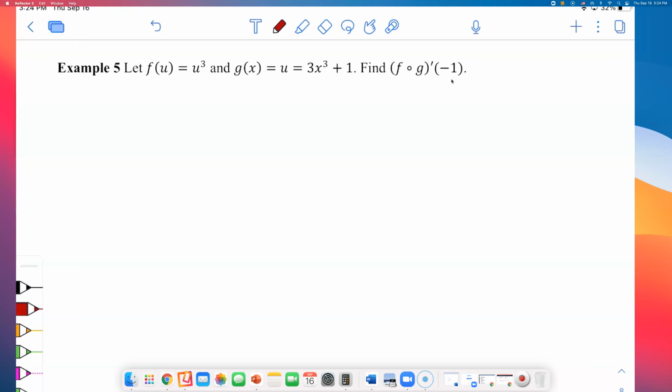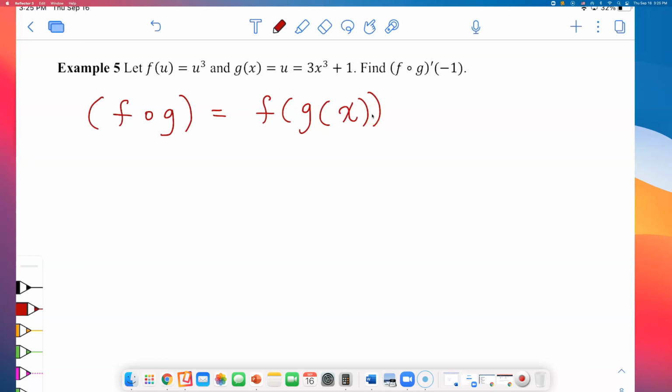Okay, so what does that mean? f of g prime is f of g of x. So what they are asking us to do is find the composition of functions, take the derivative of that, and plug in -1. So we're looking for the slope of a tangent line at x equals -1 for their composite function. So what do I need to find?